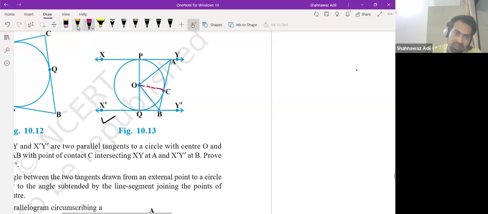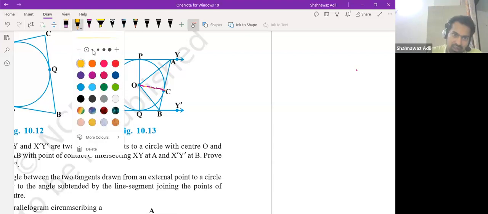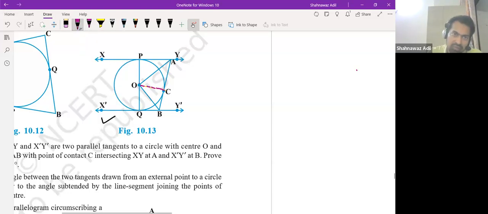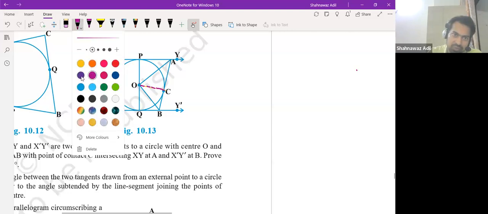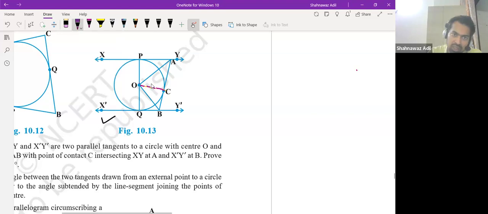Okay, so let me give you the example. So what can you say about these two angles? Again, the same property. They both are equal. Who said 90 degrees? Yes, these are 90 degrees, right? Okay. And similarly, what about these angles? They are equal, right?